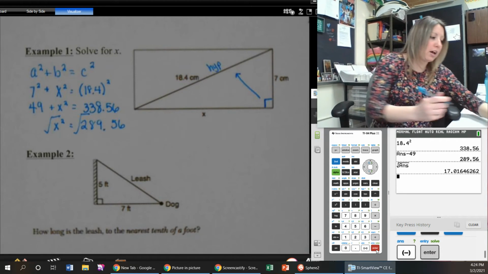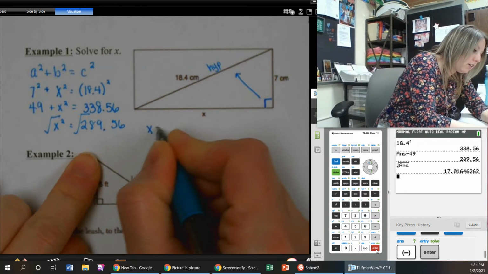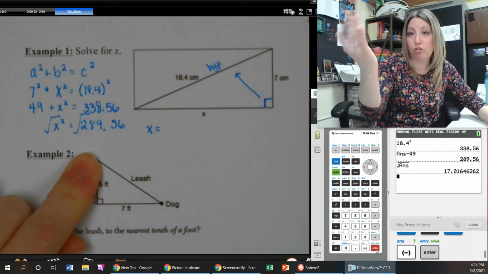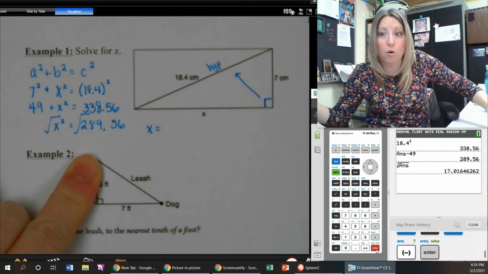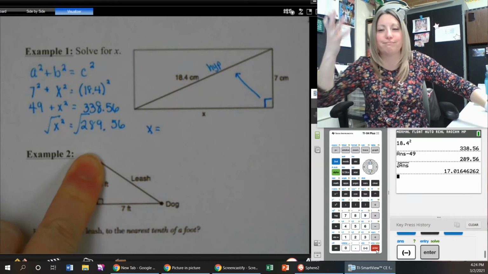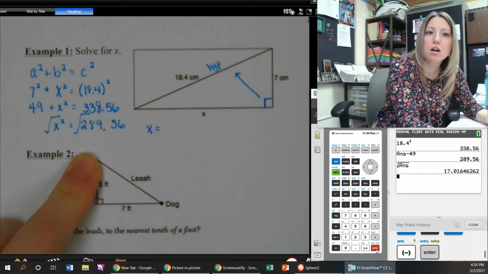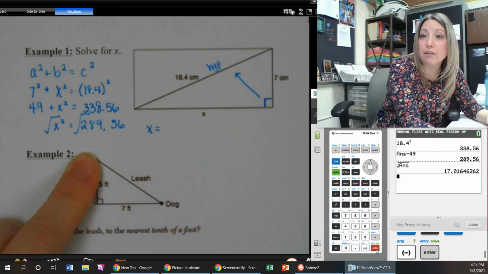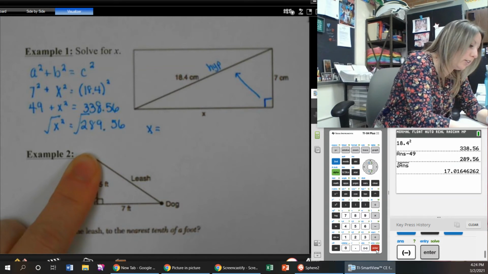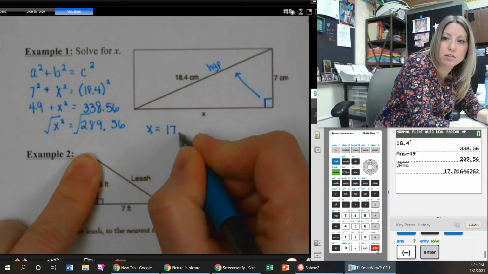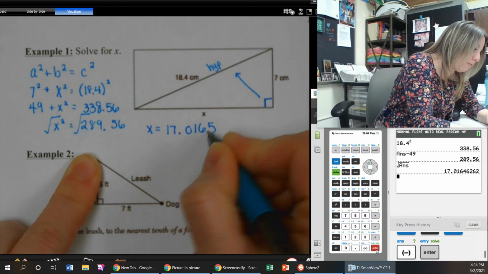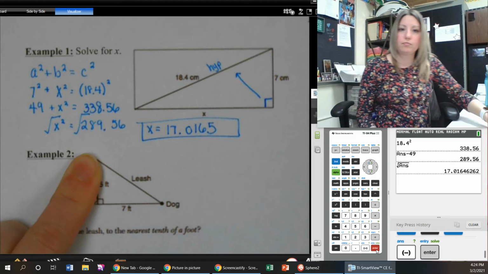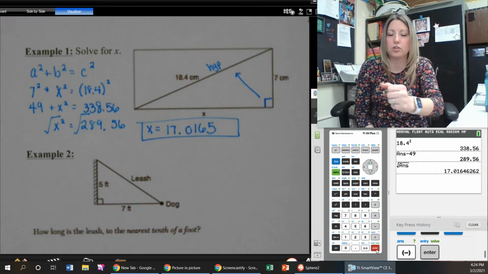Taking the square root of both sides, I get x equals, and again, this should be plus and minus 17.01646262. Irrational. But because we know we can't have a negative length of a side, it's really just 17.016. Let's just stop here and call it 17.02. There's your length of your side.